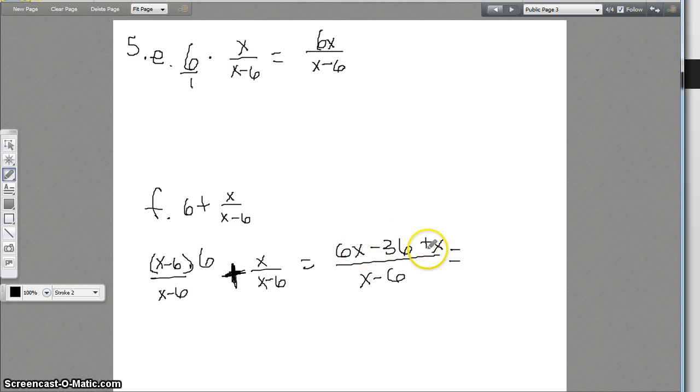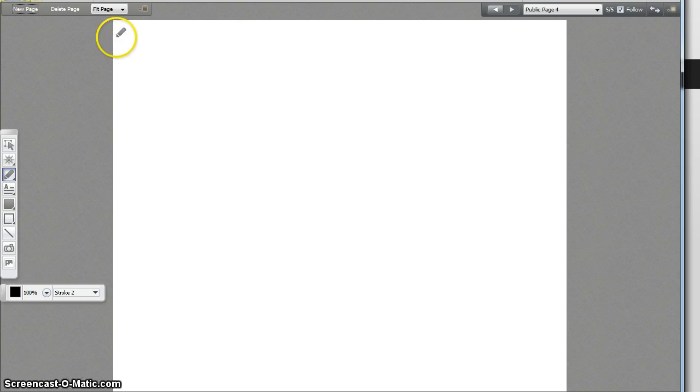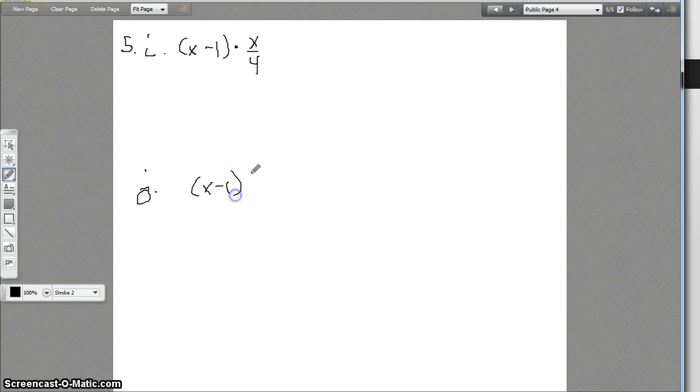Okay, so we have like terms in the numerator. 6x and x is 7x, and then minus 36 over x minus 6, and that's as much as we can do with part F. So now let's jump over to parts I and J. Part I says x minus 1 times x over 4. And part J is x minus 1 plus x over 4.